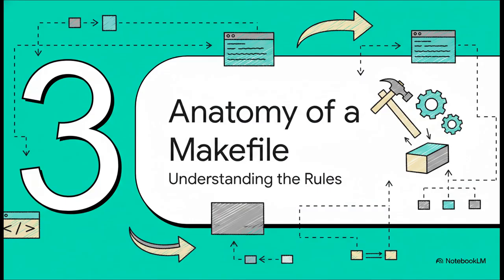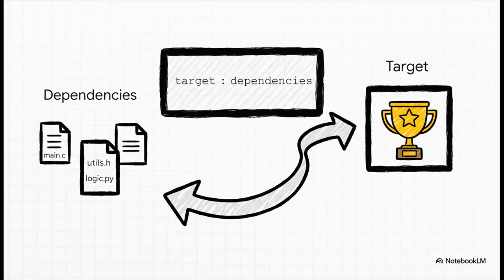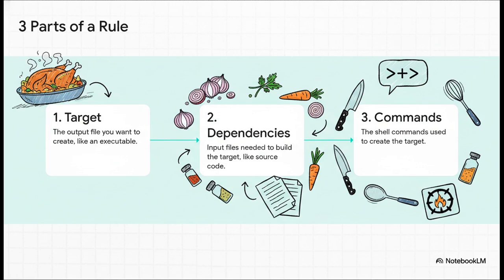So what do these rules actually look like? What's inside this magic file? Well, it's surprisingly simple. Let's pop the hood and break down the anatomy of a Makefile. The core idea is incredibly straightforward. A whole Makefile is basically just a list of rules, and every single rule follows this structure. You have a target, a colon, and then its dependencies. The target is the thing you want to create, and the dependencies are all the things you need to create it.